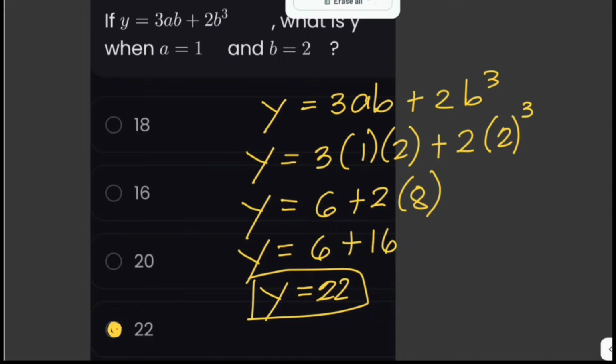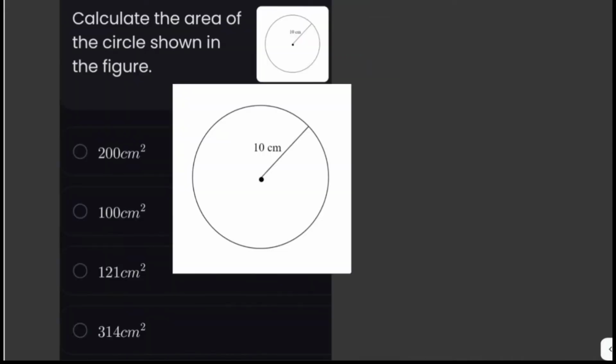Alright, let's solve another problem. Calculate the area of the circle shown in the figure. So we have this figure. We're given the radius, which is equal to 10 centimeters. And then we solve for the area.